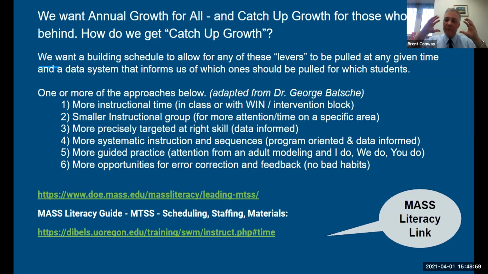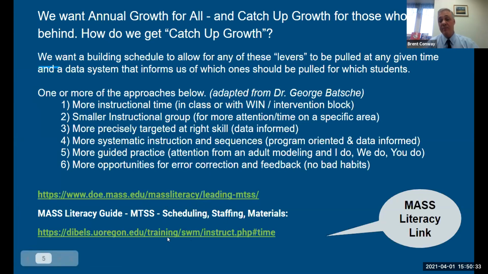And what you want to do is have a building schedule in place and a data system that allows you to pull any one of those levers and let the data tell you which one to pull for kids. And how you set that schedule up can be really critically important. There's some great tools here. For instance, at the University of Oregon, their whole school model, there is a link here that brings you there. It is phenomenal. It gives you a lot of information about how to do that in scheduling. And then there's some right there on the MTSS site as well. So I think these are fantastic links.